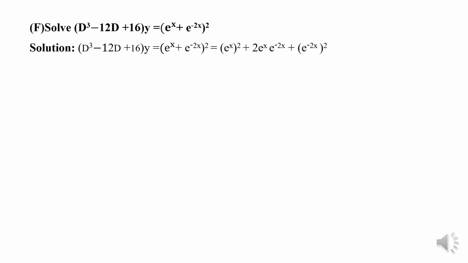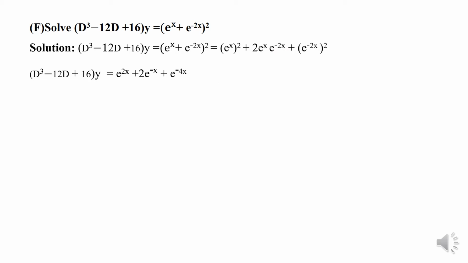So that is equal to (D cube minus 12D plus 16) y equal to e power 2x plus 2 e power minus x plus e power minus 4x. E power 2x is obtained by (e power x) whole square. 2 e power minus x is obtained from 2 e power x into e power minus 2x, and e power minus 4x is obtained by (e power minus 2x) whole square. Here e power x into e power minus 2x, so x minus 2x is minus x.